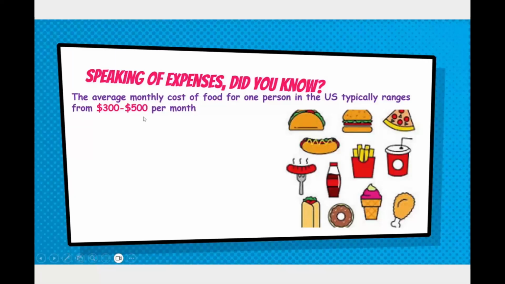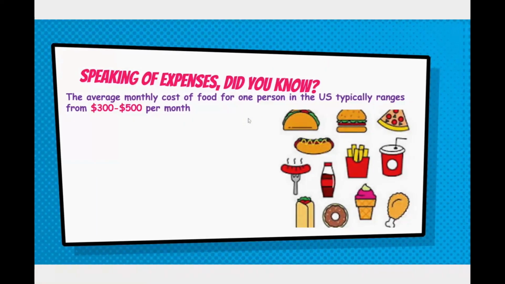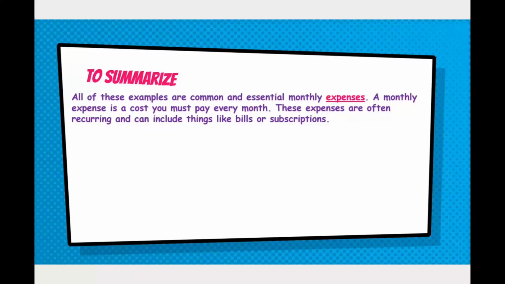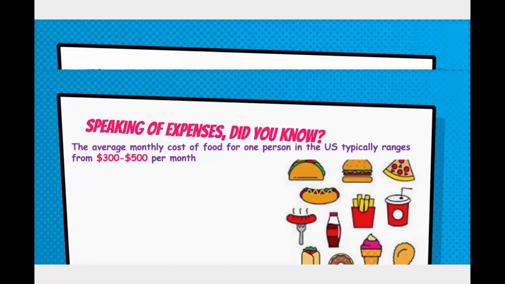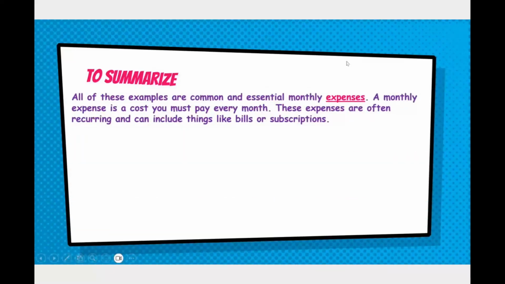All right, now let's look at food. The average monthly cost of food for one person in the U.S. typically ranges from $300 to $500 per month. I don't know what I have there. Let's see. So maybe just put 400. I think I have it somewhere.